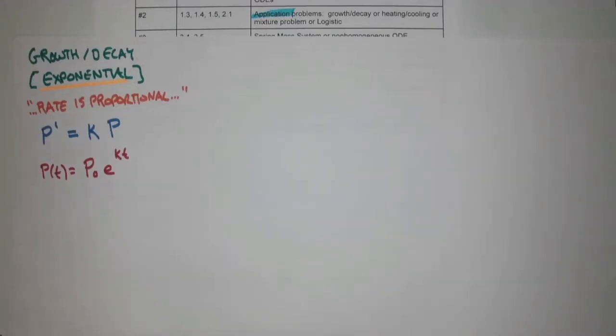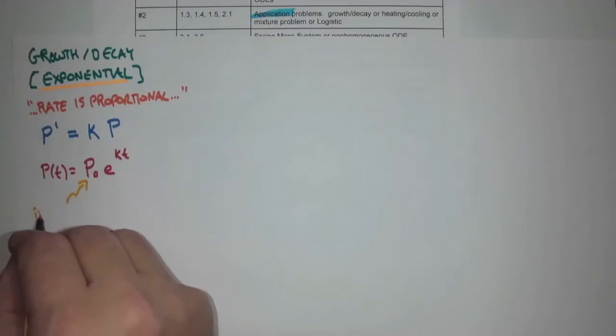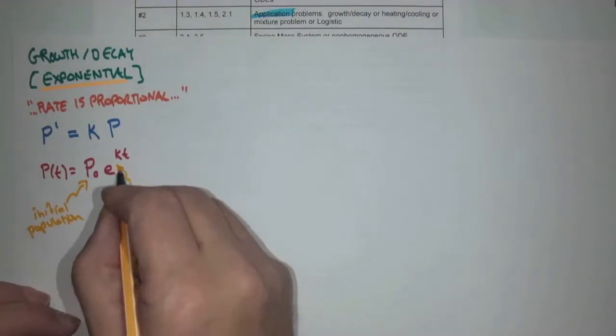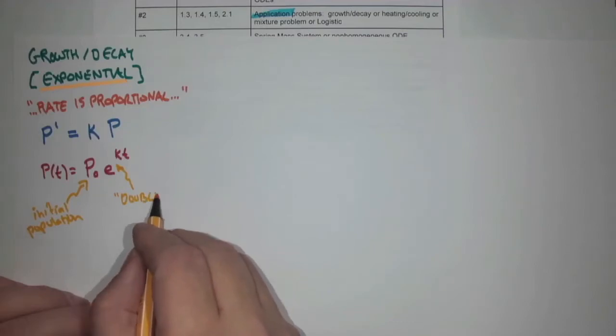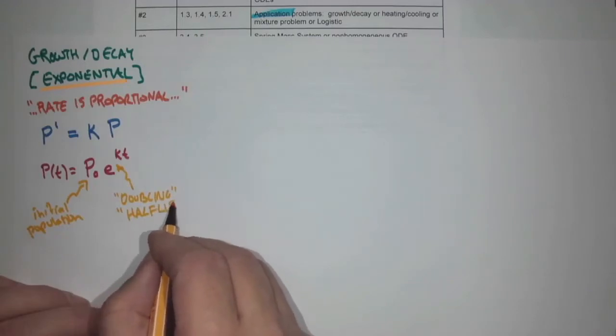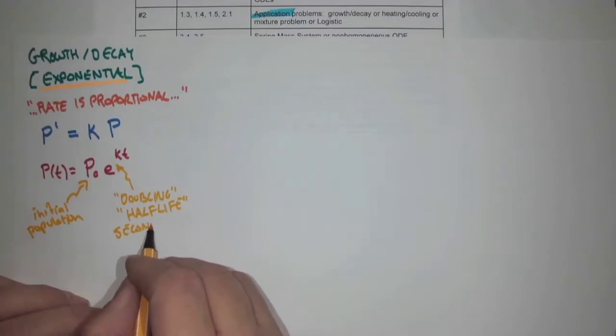Now P0, what is this? Initial population. Great. That's usually given to you. k is usually not given to you. So what helps you solve for k? Okay, so I think someone said like doubling time. You might also see, if you're doing radioactive decay, words like half-life. Or more generally, just a second data point.